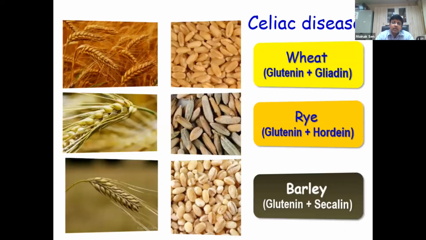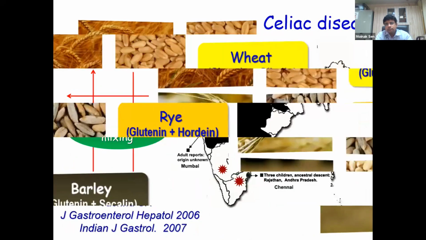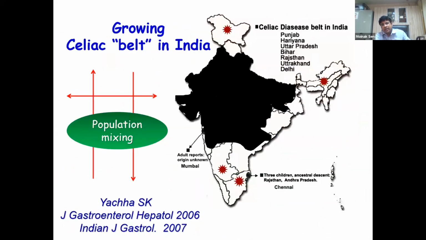Celiac disease, the patient is intolerant to wheat, rye, and barley. Remember, rye is not available in India. Wheat and barley. Barley in India is rarely used, but in things like beer and all the other energy drinks, barley can be used. But a major problem is with the wheat. There is a growing celiac belt in India. Earlier, it was restricted to the northern parts of India, but then because of population mixing, it has spread almost everywhere. Now, all parts of India are reporting celiac disease. So the celiac belt is growing.